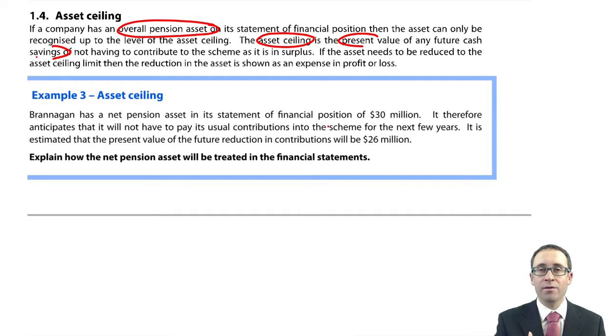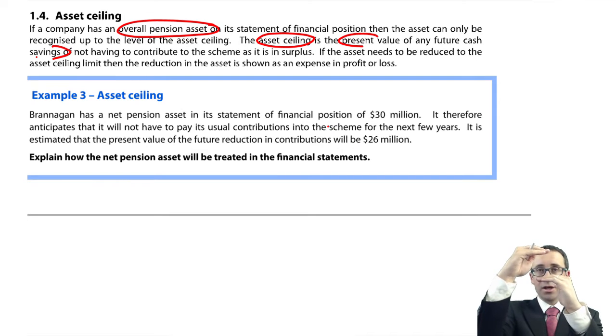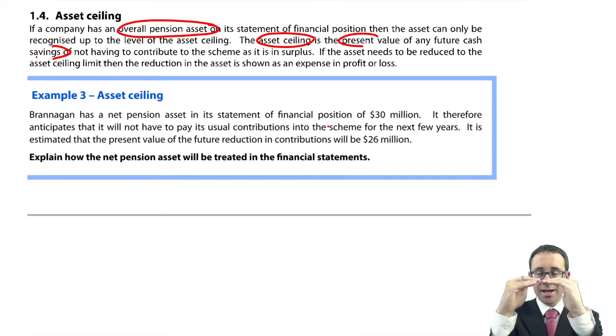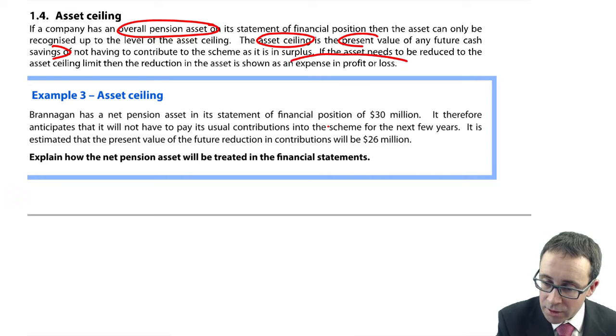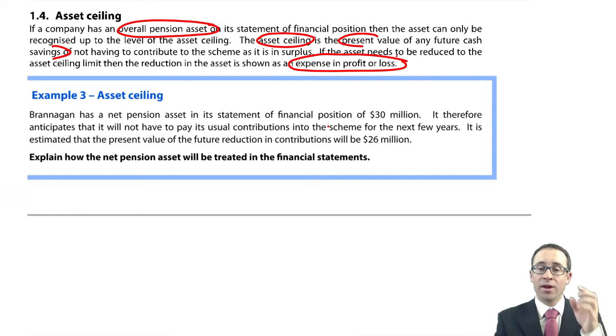If the value of the asset in the financial statement is above the value of the asset ceiling, you need to reduce the value of the pension asset to the asset ceiling. Whereabouts does that reduction in asset go? Well, a reduction in asset has to be an expense, and it would have to go through profit or loss, wouldn't it? Okay, it's a realized, if you like, expense. So what have we got? It says explain how the net pension asset will be treated in the financial statements. The explanation is what's above there, isn't it?